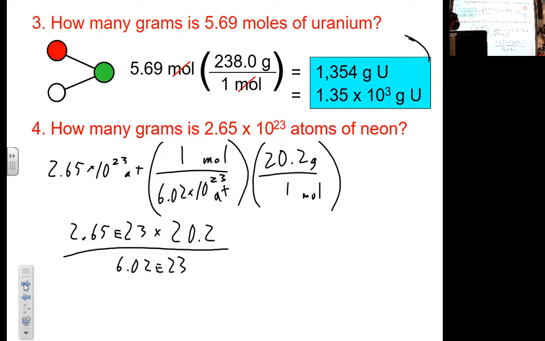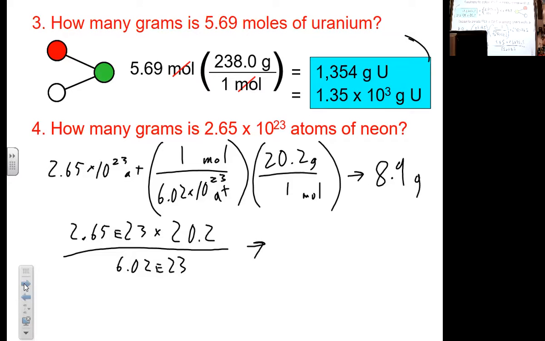And my guess, don't tell me, is going to be something along the lines of 7 or so, 7 or 8. You can tell me. Woo, look at that in my head. 8.9 grams. Thank you. 8.9 grams.